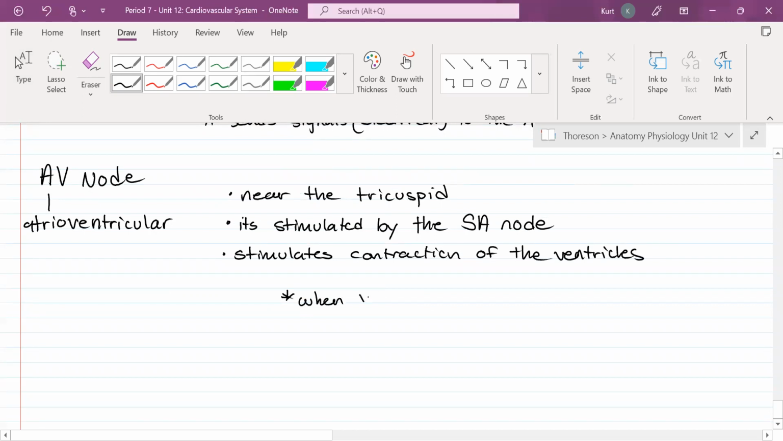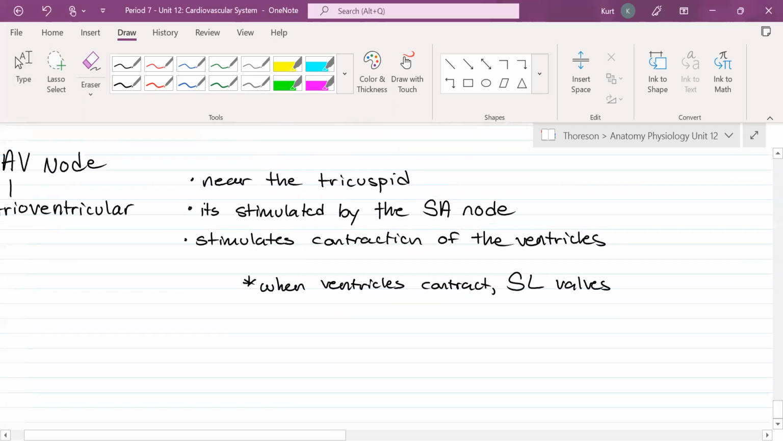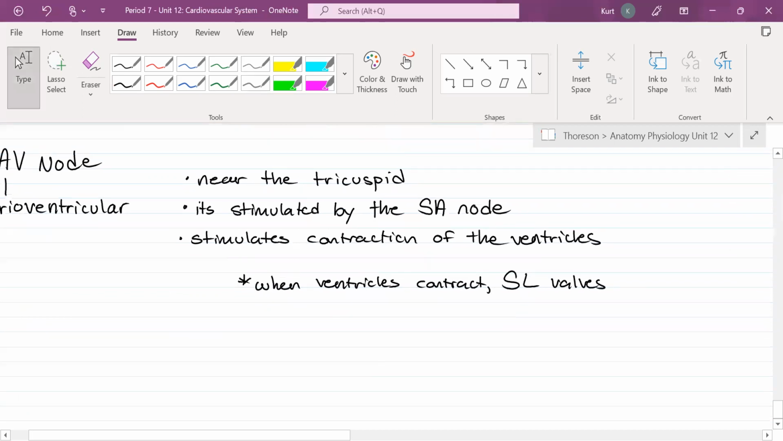when ventricles contract, SL valves, what does SL stand for? Semilunar, that's aortic and pulmonary. I'll squeeze that in just in case you don't recall. Aortic and pulmonary, those are both SL valves. The SL valves open. You have to push the blood forward.